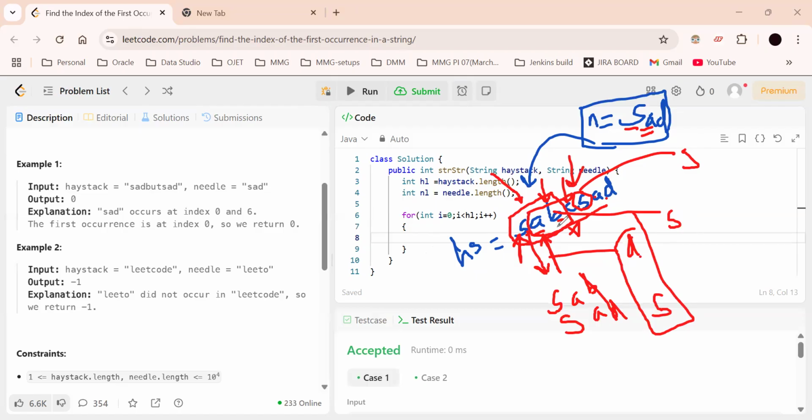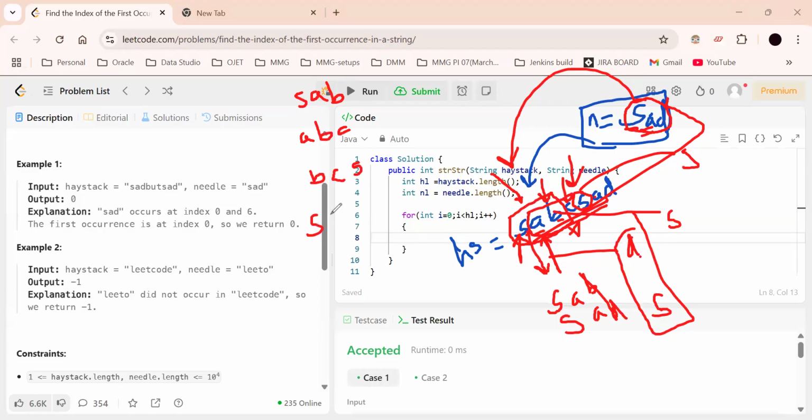So if you observe, I need to check for these three characters in this particular string. So I can generate substrings of length 3. What are the substrings for this particular string, guys? S, A, B is a substring. A, B, C is a substring. Next, B, C, S is a substring. And next, S, A, D is a substring.